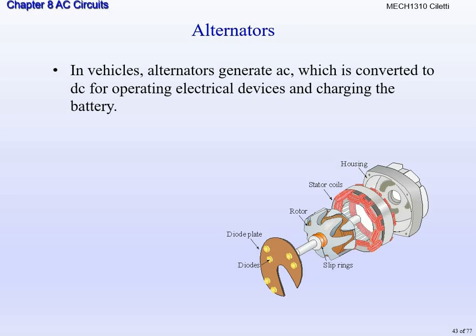And then on the opposite side of the housing is where your belt goes and connects and spins the rotor. Then you can see as the rotor turns, it affects the fields in the coils and has an impact on them. And then what does the diode plate do?